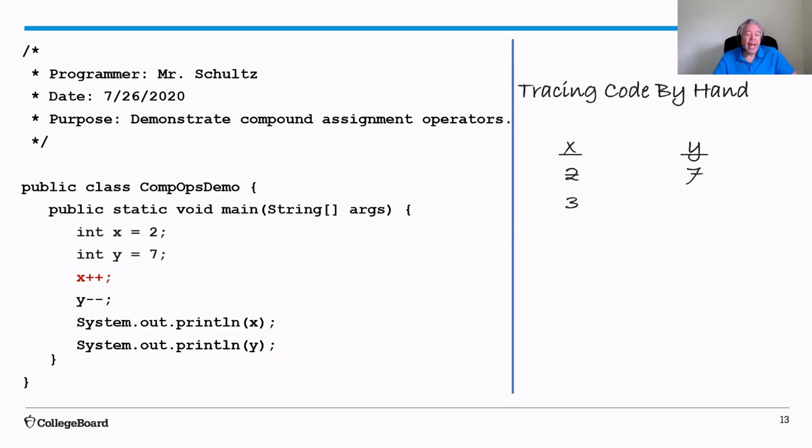The line following that, we're going to use the decrement operator on Y. So we're going to take the value that's currently in Y, in other words, 7. We're going to subtract 1, and we're going to store the result back in Y. So Y now has a value of 6.